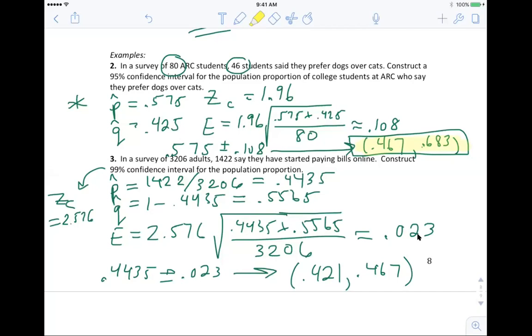Okay. These are the kind of confidence intervals you see in the media, especially during elections, and they say, hey, 52% of the population thinks this person is going to win. There's always that little margin of error that's given, like a plus or minus 2%. That's what we're talking about here.